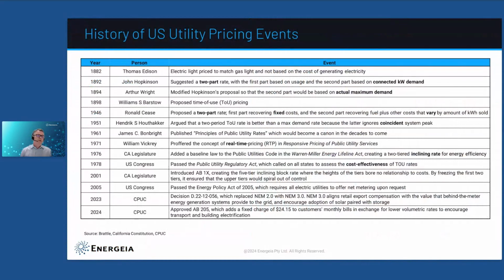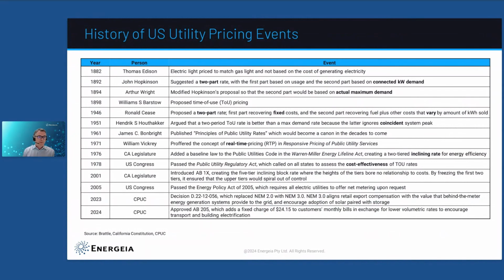So first, I thought it would be worth walking through the history of utility rate design. This table is largely courtesy of Brattle, but we've added some new developments at the bottom. You can see here back in 1882, Thomas Edison designed a utility rate to compete with gas lighting, and it wasn't cost reflective as such. And I think the key quote at that period was that electricity was going to be too cheap to meter. Well, that hasn't really turned out to be the case.